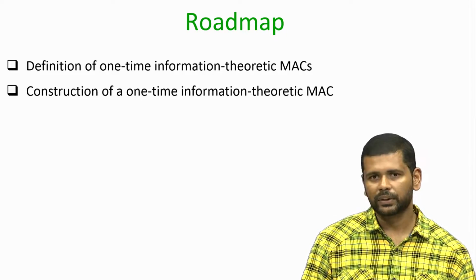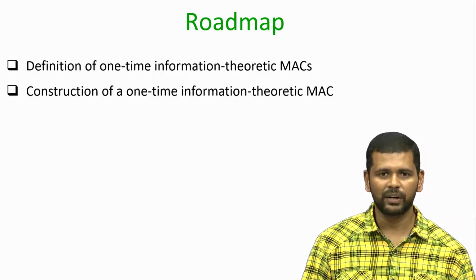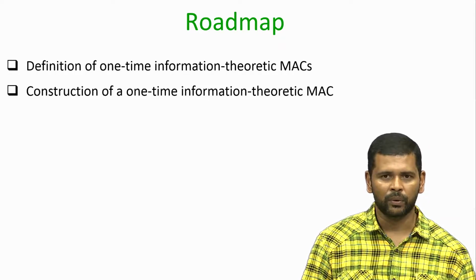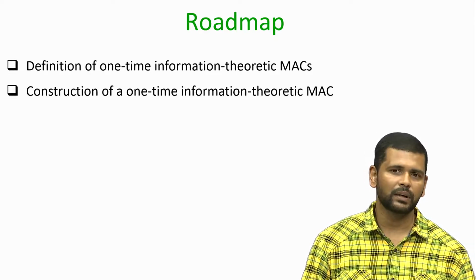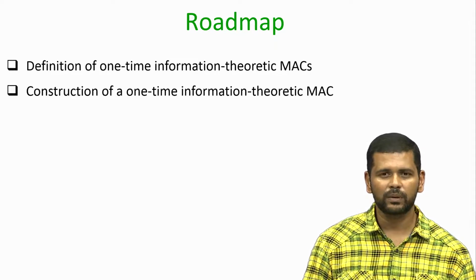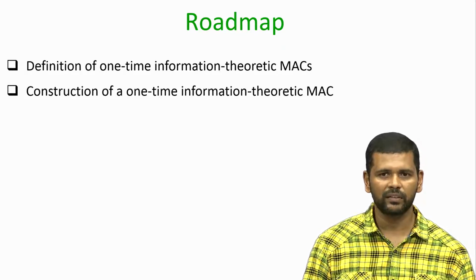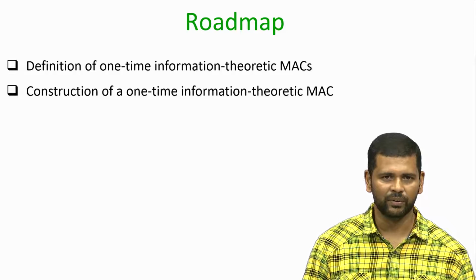An interesting question is, can we design message authentication codes which are secure even against an adversary who is computationally unbounded, right, because that is a natural question that one can ask. Remember, in the context of encryption, we had seen that it is indeed possible to achieve the notion of perfect secrecy, namely we can design perfectly secure encryption schemes which are secure even against a computationally unbounded adversary.